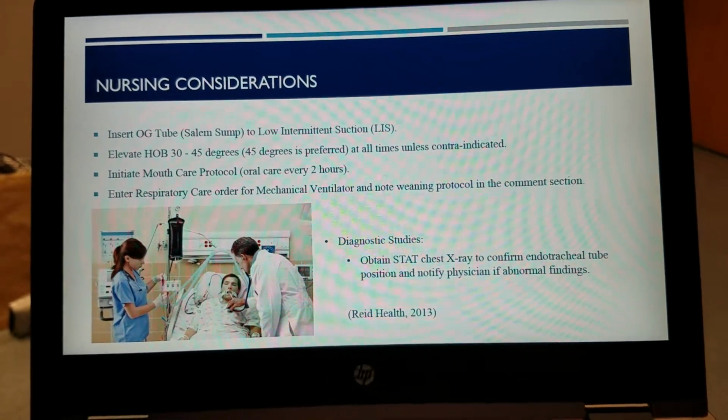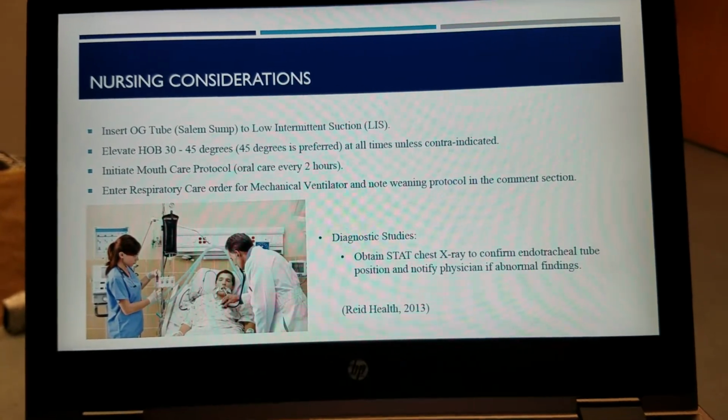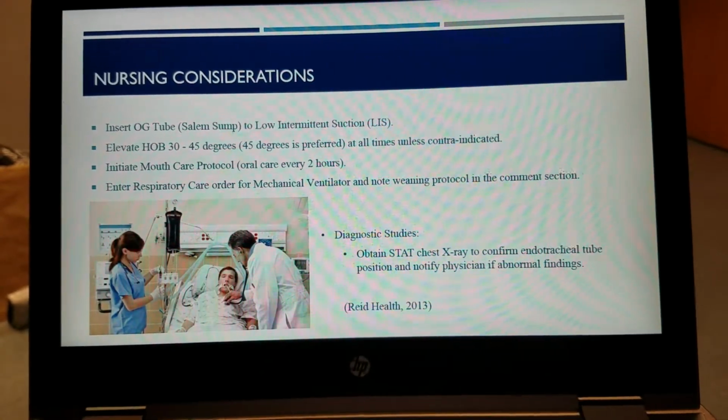Diagnostic studies. Obtain stat chest x-ray to confirm endotracheal tube position and notify physician of abnormal findings.